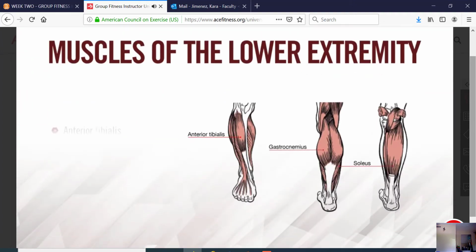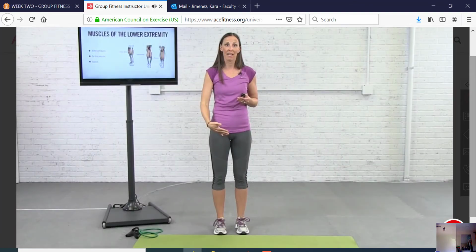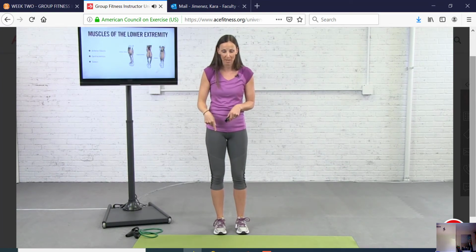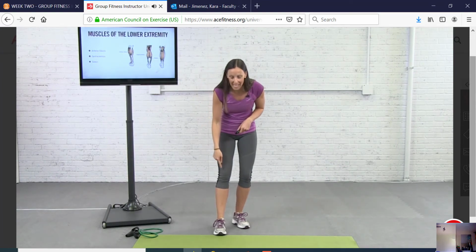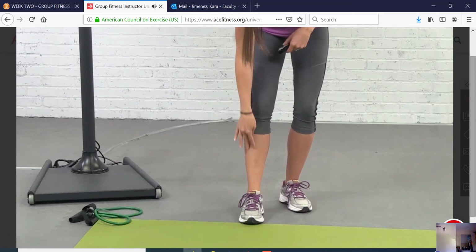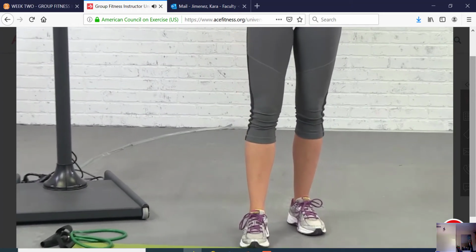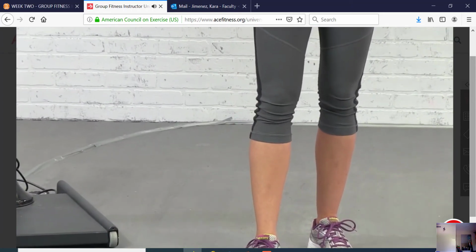Now that we have an understanding of our bones and our joints, let's look at the muscles that are going to create the joint action. We'll begin at the lower portion of the body, again on the anterior side of the body. The tibialis anterior is the muscle that comes across that tibia, that large bone in our shin.